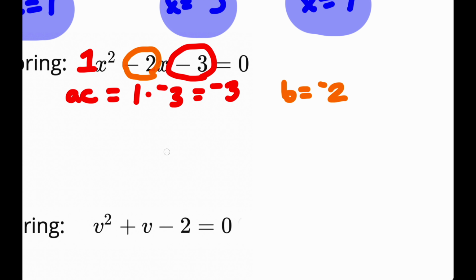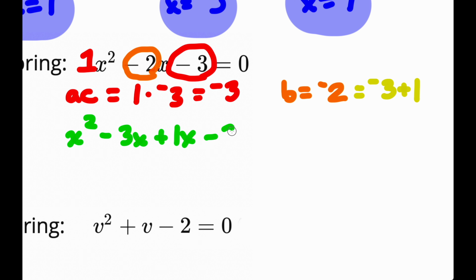And then the next step is you need to figure out 2 numbers that add to b and multiply to ac. So they add to b, so they add to -2, and they multiply to -3. So the numbers are going to be -3 plus 1. And essentially what we're going to do with that -3 and plus 1 is split the b term. So that's the next step, splitting the b term. So we're going to have x squared -3x plus 1x minus 3 is equal to 0.